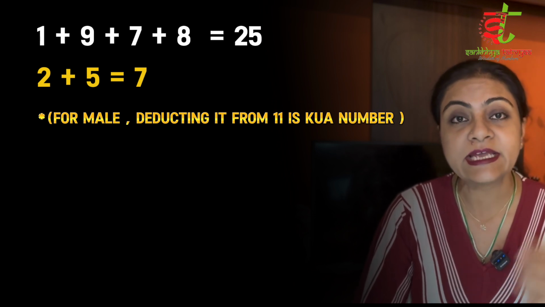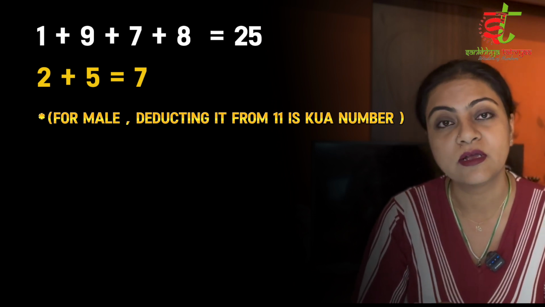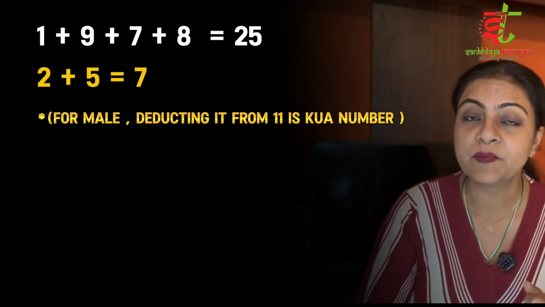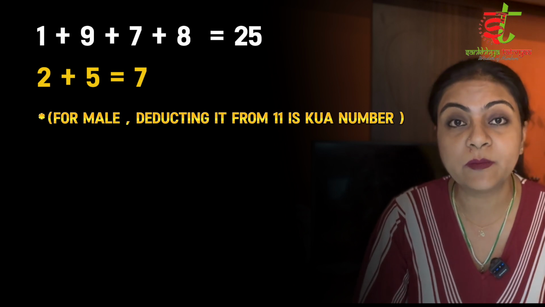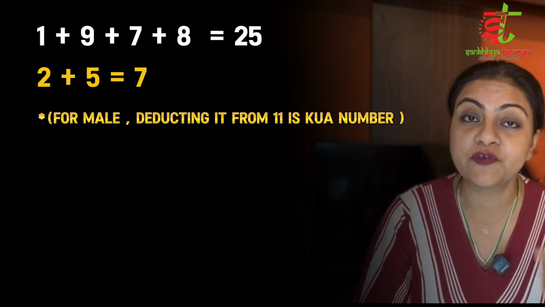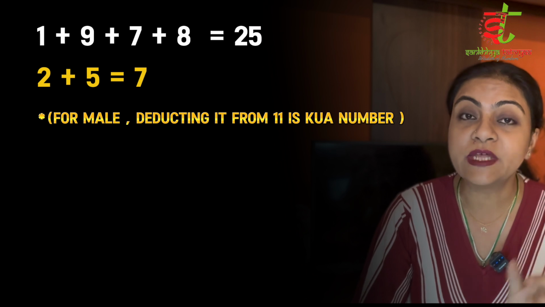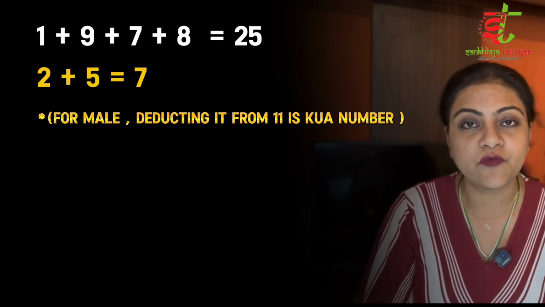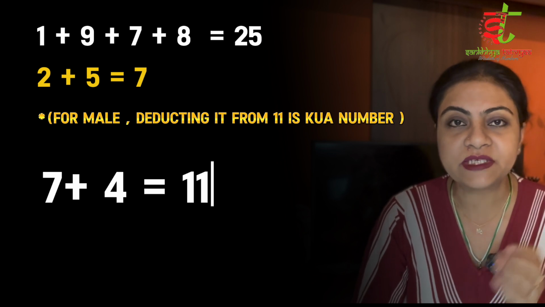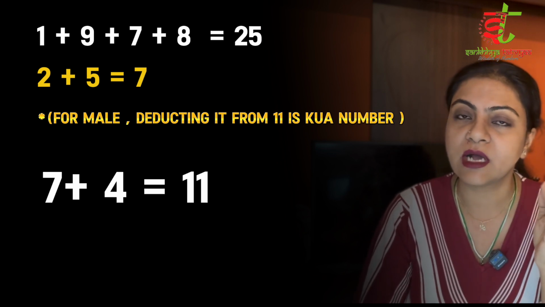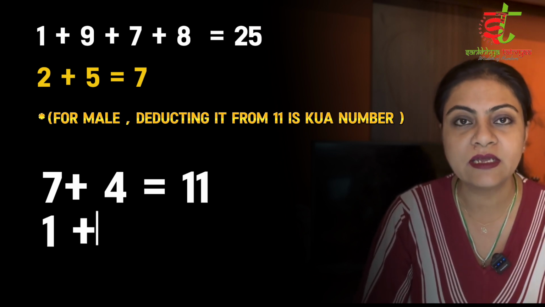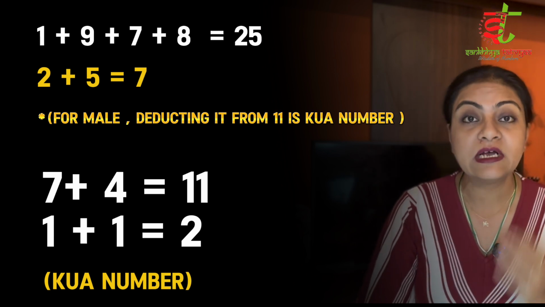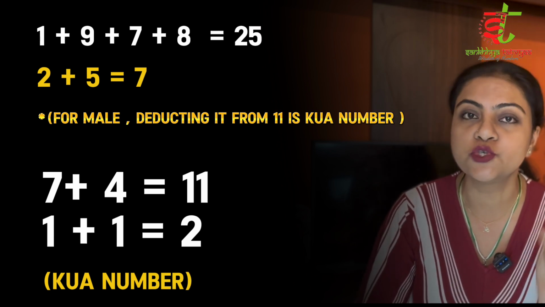For a male candidate, the Kua number will be calculated by deducting that sum total from 11. That is 11 minus 7, which is 4. But since Kavita is a female, her Kua number will be calculated by adding 4 to that sum total of the year. In this case, it's 4 plus 7, which is 11. And again, I'll do the total of 1 plus 1, which is 2. That means Kavita's Kua number will be 2.